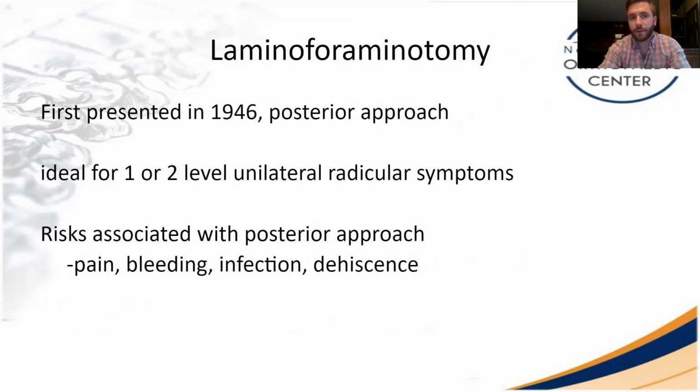So the first thing we'll talk about is a laminar foraminotomy, and this was first done back in the 40s. This is a posterior approach. There are complications associated with the posterior approach, but this is usually used for 1 or 2 level unilateral symptoms, usually 1 dermatome, maybe 2 dermatomes. Going through the back of the neck has its own risks. The muscles in the back of the neck are very thick. There's increased pain. There are a lot of blood vessels in the muscle, so there's increased bleeding. Blood loss is usually a lot more than going in through the front. The back of the neck is a very sweaty place, especially if you're using a cervical collar, whether soft or hard. So it tends to dehisce or get infected a lot more than an anterior cervical fusion.